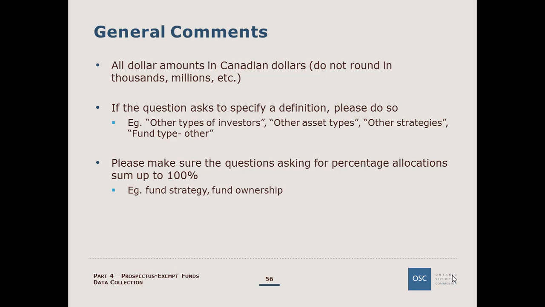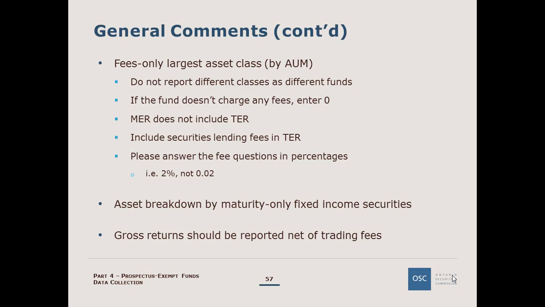Please make sure that the questions which ask you to allocate percentages do sum up to 100%. As I mentioned in the previous slide, with the fund form, if the auto sum is less than 100 or more than 100, you will not be able to submit the questionnaire. The questions which ask you to provide fees information, as I already mentioned: if your fund has multiple asset classes or fee structures, provide information for the largest asset class by assets under management, not by number of investors. Also, do not report different classes as different funds. If the fund does not charge any fees, you can enter 0.